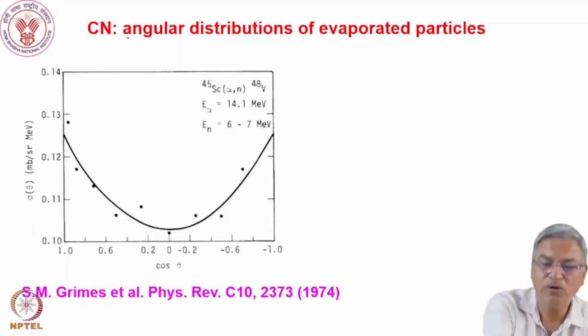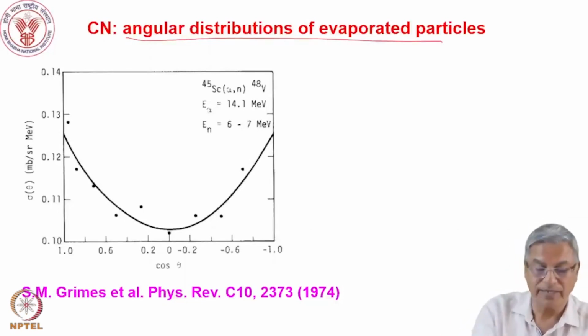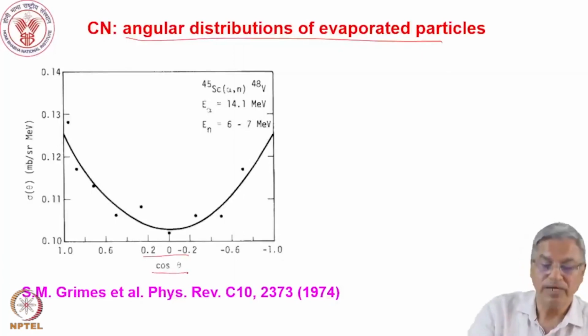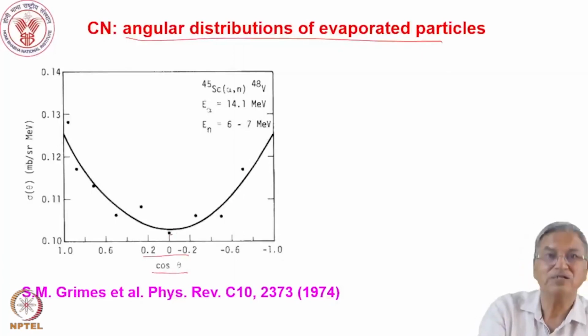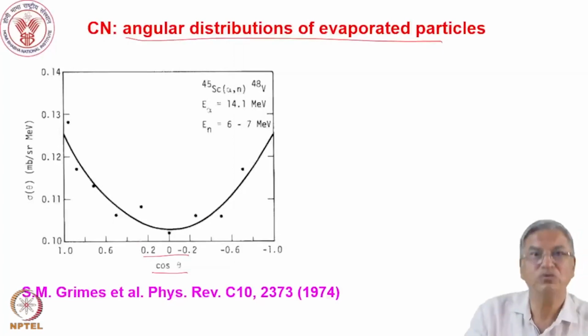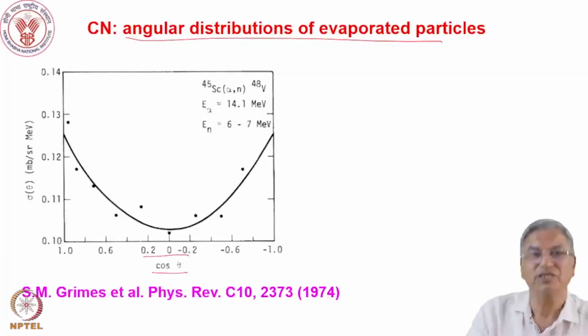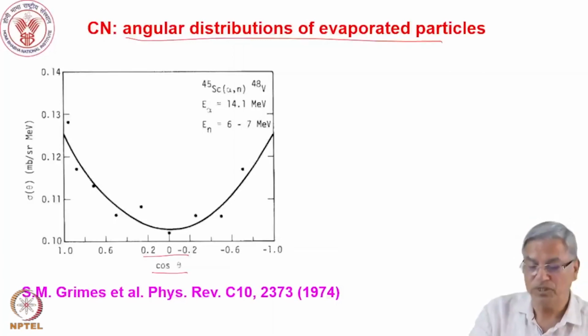Similarly, the angular distribution of evaporation particles shows forward backward symmetry as a function of theta, or you can even write cos theta, then whatever particles are emitted forward, it is symmetric in both the hemispheres. So again, the forward backward symmetric angular distributions and the Maxwellian nature of particle spectra are signatures of a compound nucleus reaction.